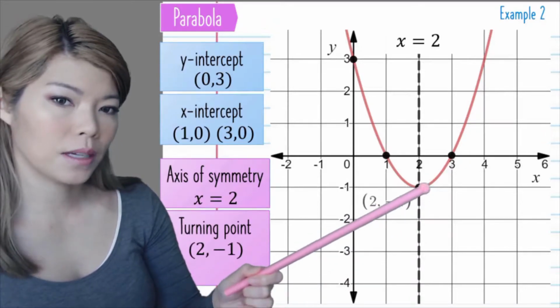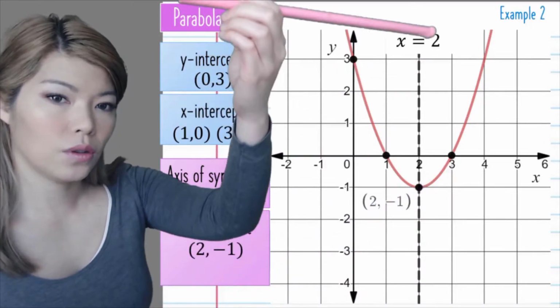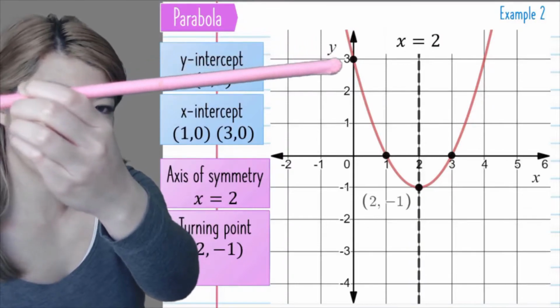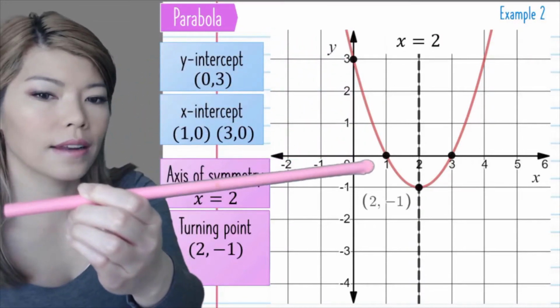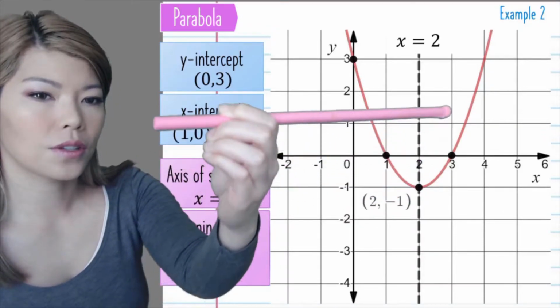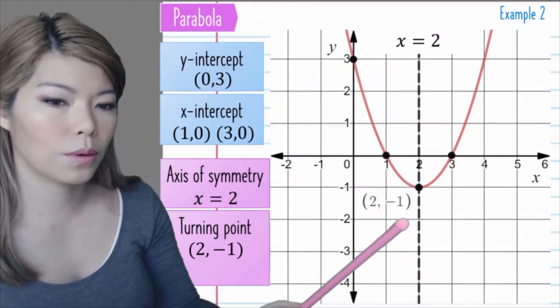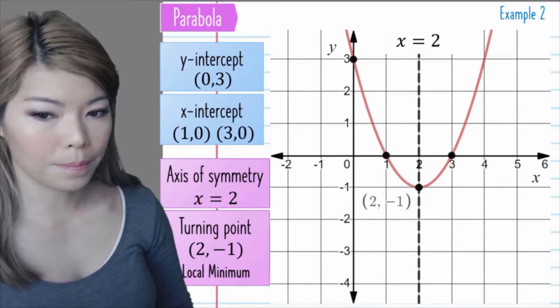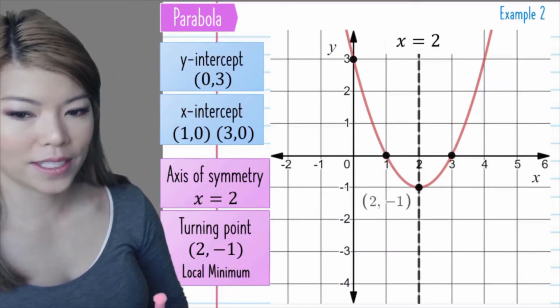And we call this turning point a special name. If you look at the y values for the graph, it goes from 3 to 1, smaller, smaller, and that's the smallest, negative 1, and then it starts to go up again. So we call this turning point a local minimum. Write that word down as well.